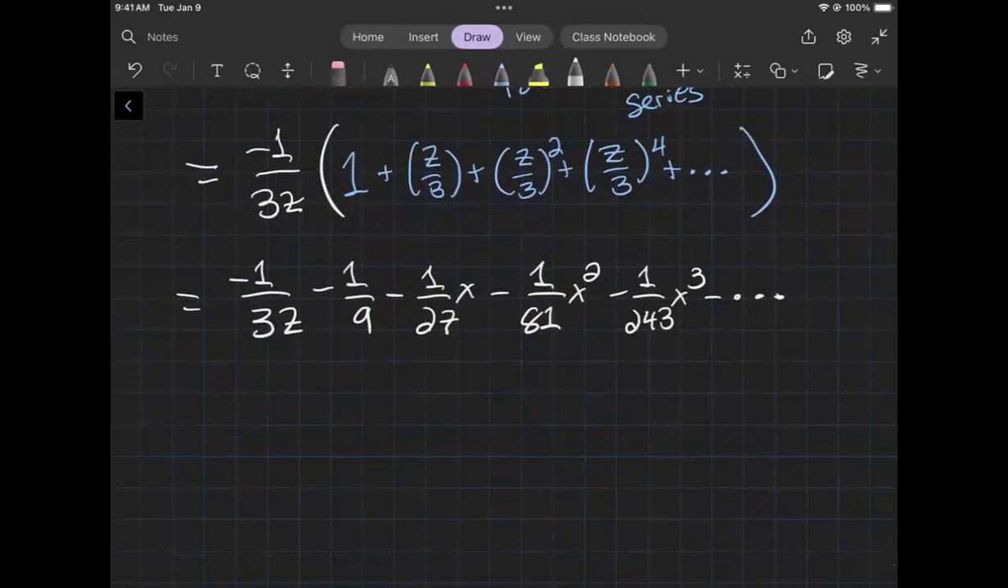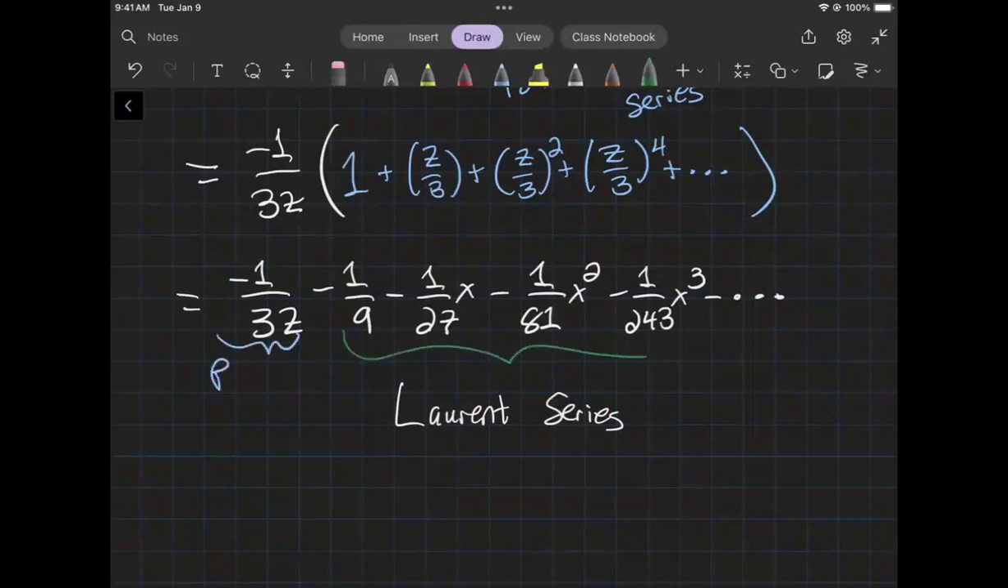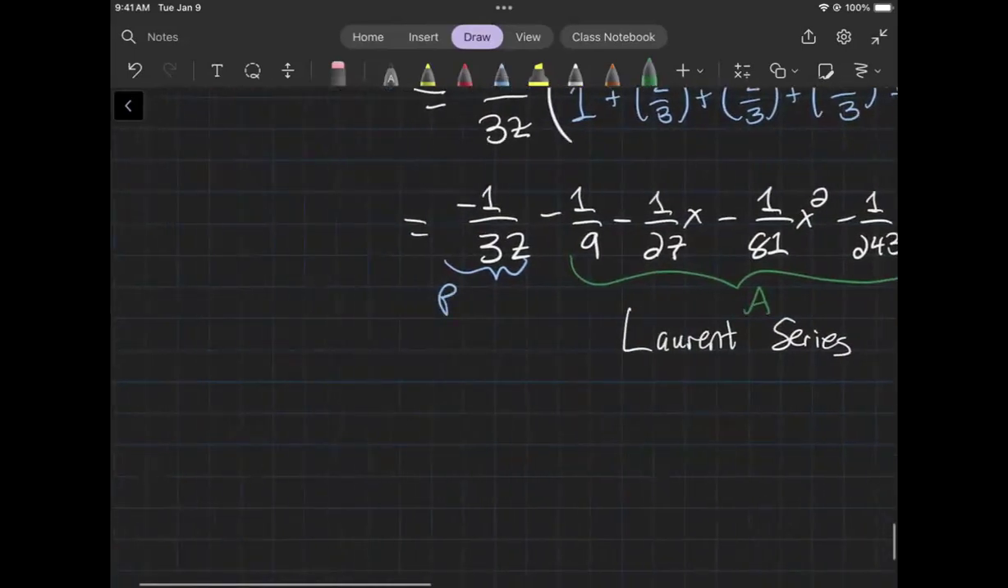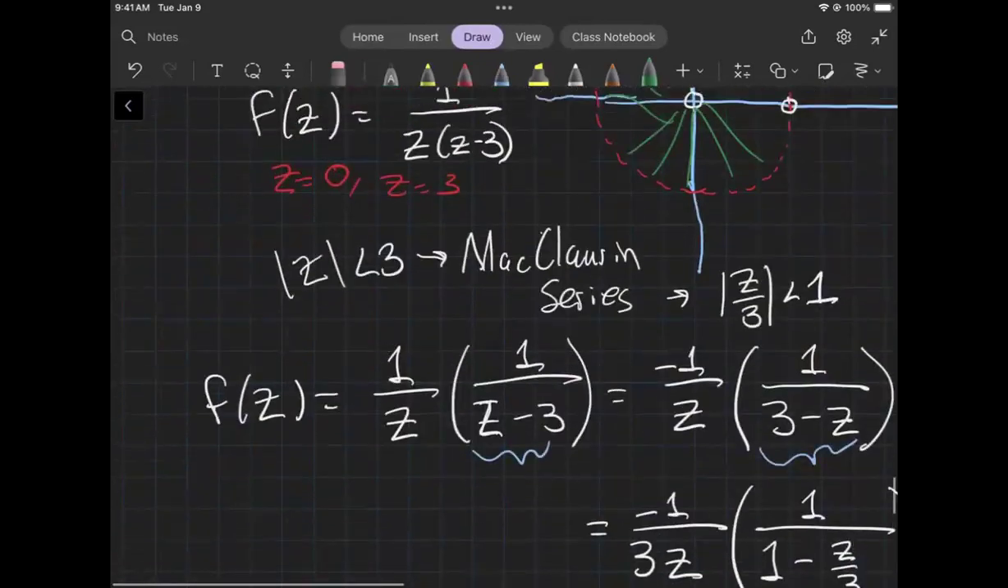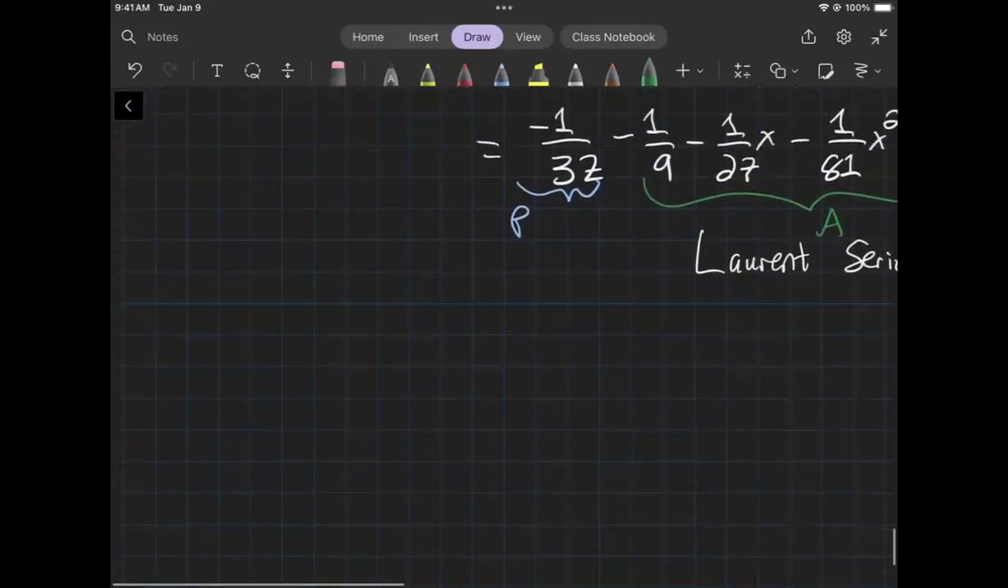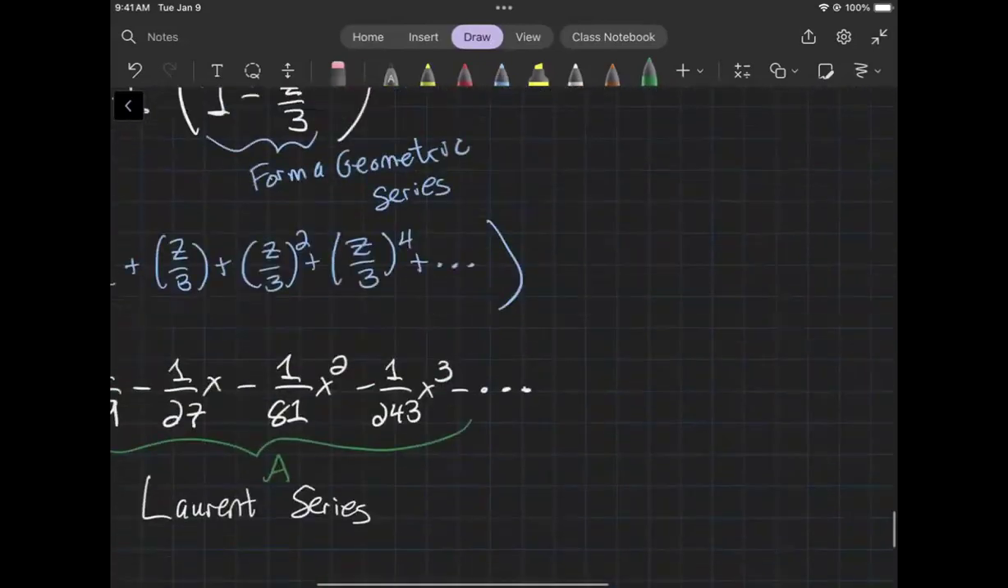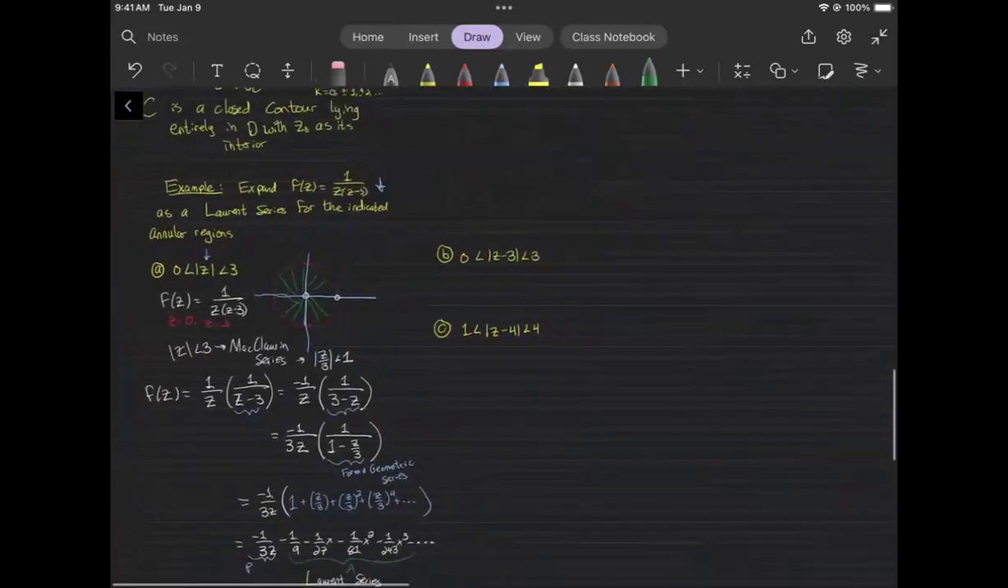So this here is a Laurent series. This right here is the principal part, and this quantity right here is the analytic portion. Okay, so that's the whole idea. So let's look at part B, shall we?